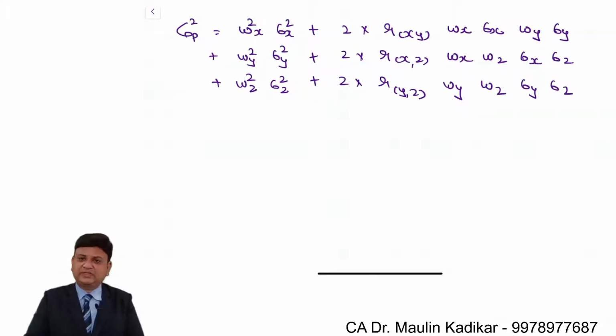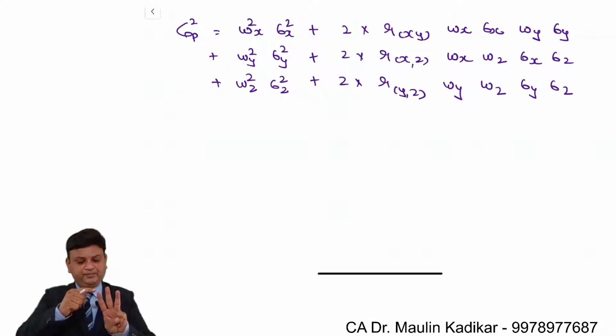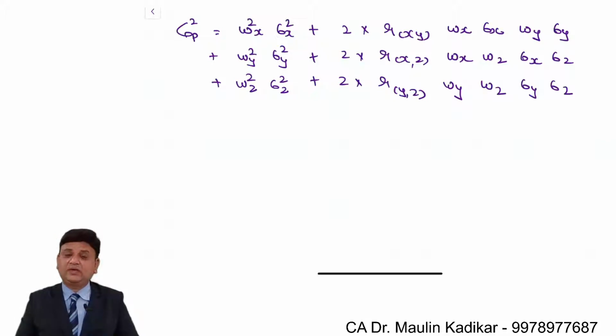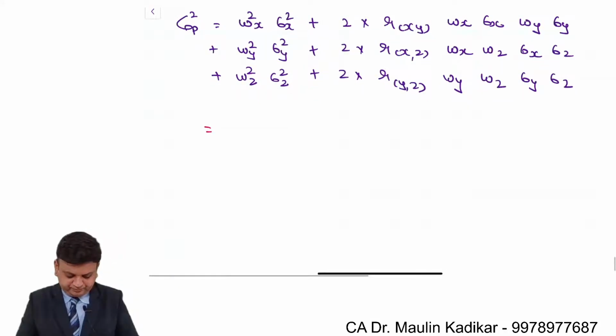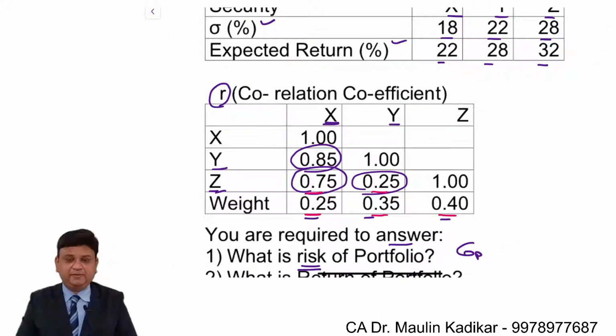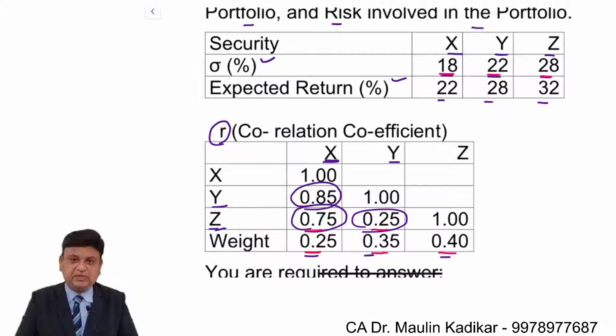I hope that all of you must have understood that in order to compute the variance of the portfolio for 3 securities, you are required to consider the correlation coefficient between x and y, x and z, y and z. So you are required to take into account the 3 correlation coefficients, and apart from that, the weight and standard deviation are required to be taken into account. That is the way we are supposed to make the calculation. So weights have been provided to us 25, 35 and 40. Standard deviation is provided as 18, 22 and 28.